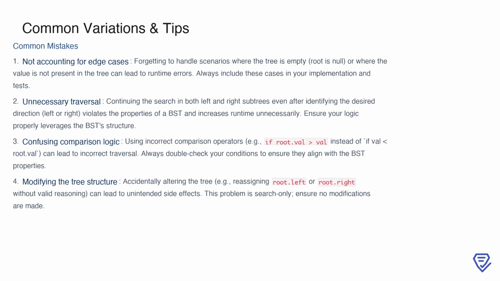Additionally, confusing comparison logic is a frequent issue. For instance, if you accidentally use the wrong comparison operator, such as checking if the root value is greater than the target when it should be less, it can completely derail your traversal. Lastly, modifying the tree structure, like reassigning root.left or root.right without justification, can lead to unintended consequences. Since this problem is search-only, ensure the tree remains unchanged during your implementation.